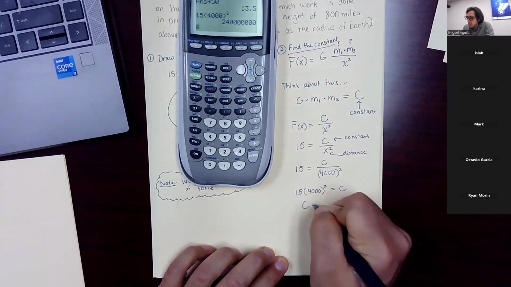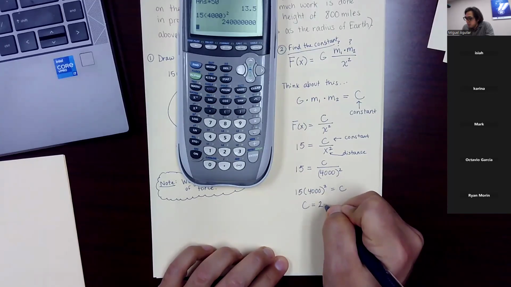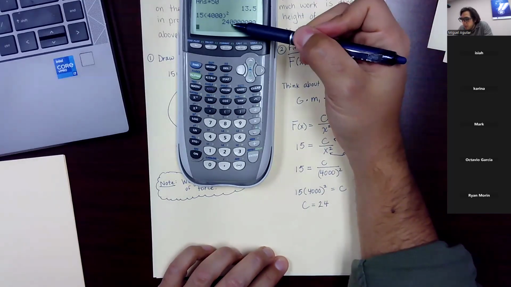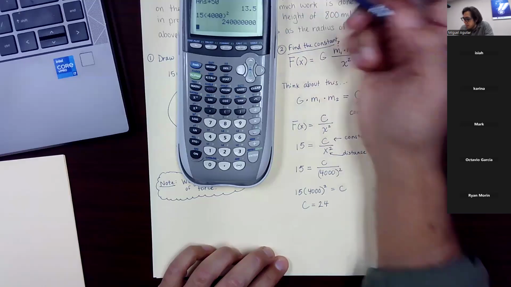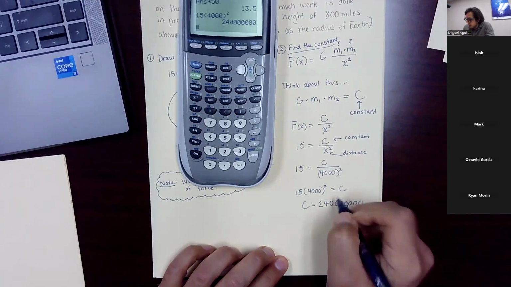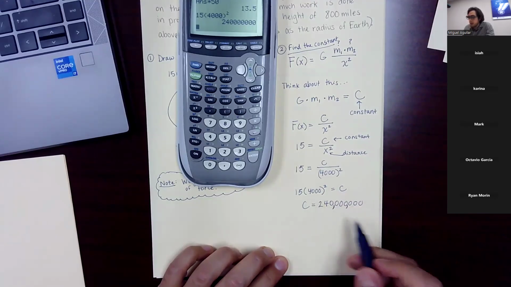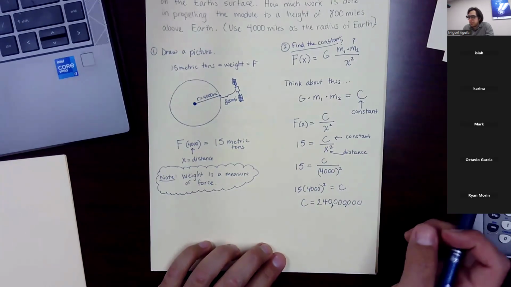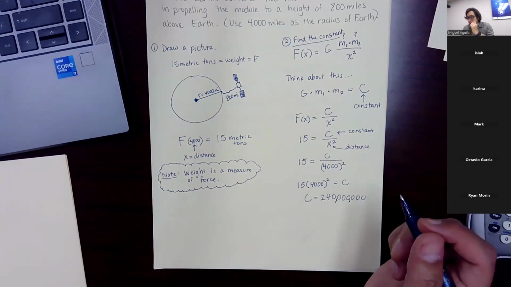So the constant is equal to 2, 4, how many zeros are there? 1, 2, 3, 4, 5, 6, 7 zeros. And if you like commas in your problem, there you go. All right. But now I'm trying to answer Ryan's question.